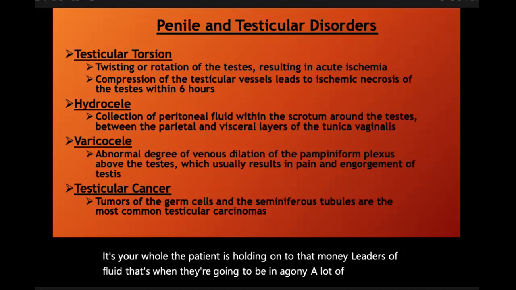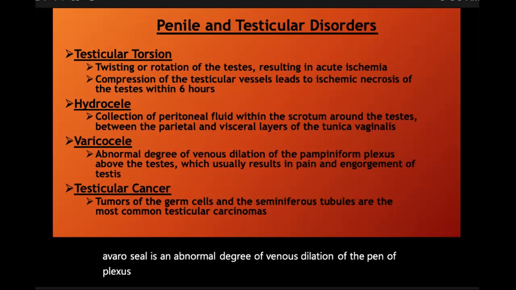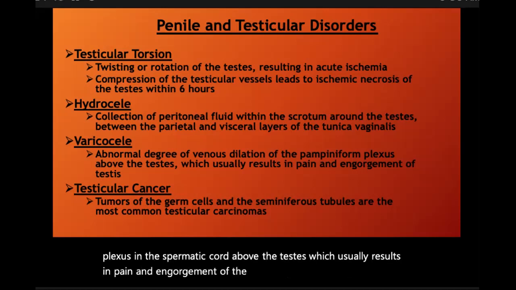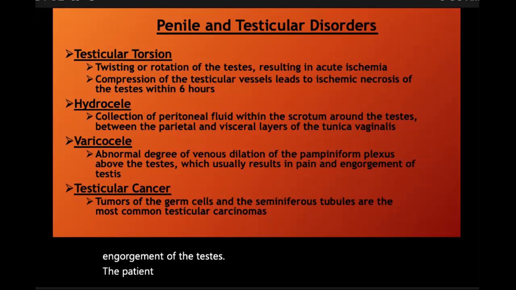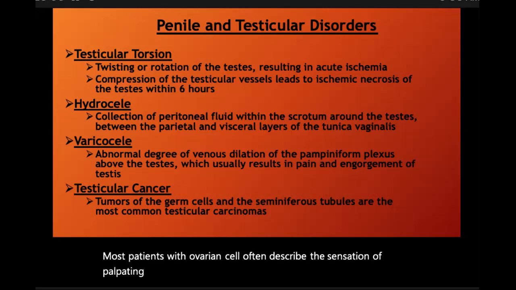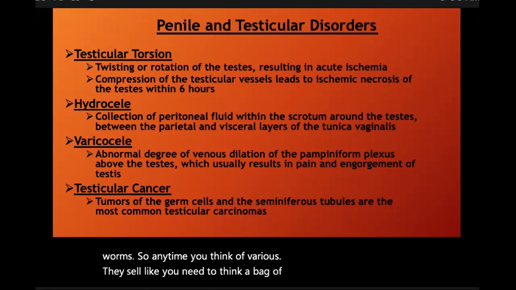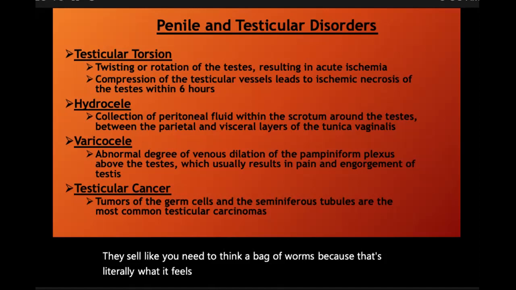A varicocele is an abnormal degree of venous dilation of the pampiniform plexus in the spermatic cord above the testes, which usually results in pain and engorgement of the testes. The patient may present with pain and engorgement, and it's usually a secondary problem with fertility. Most patients with a varicocele often describe the sensation of palpating the affected portion of the scrotum as feeling like a bag of worms. So anytime you think of varicocele, you need to think a bag of worms, because that's literally what it feels like inside of the scrotum.